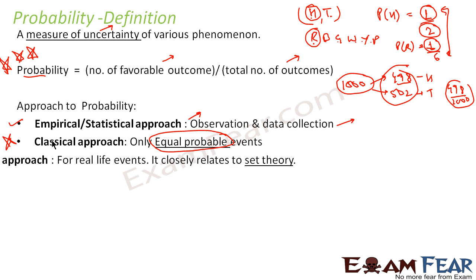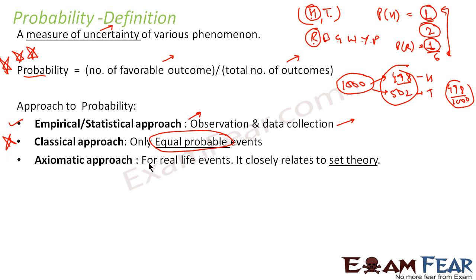There is one more approach called the axiomatic approach. This is for real life events and it is based on set theory, where you find the set of probable outcomes and the set of total outcomes and then you get the probability. This you will study in class 11th, in the higher class. In this chapter in class 10th, we will study the classical approach. We'll focus only on the classical approach.